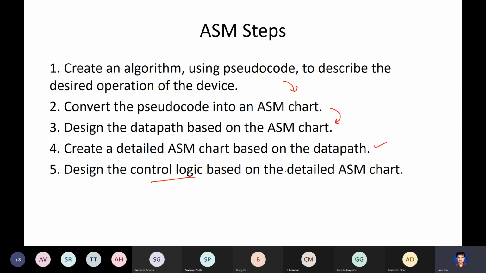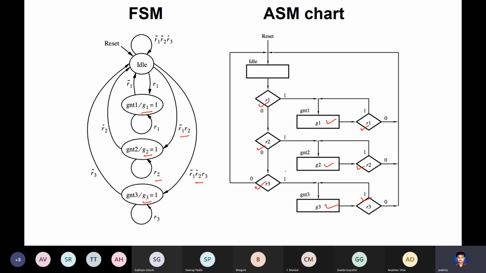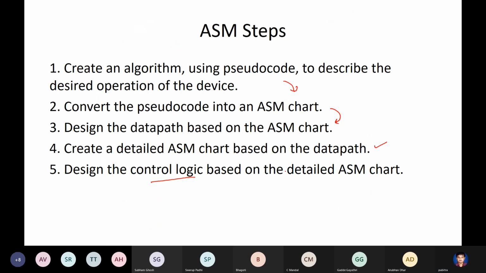So what I suggest is that for any one of these examples, you can go through this process. Or maybe not even this, one of the lab examples that you have been given, maybe a traffic light controller. You can go through the steps and finally have the logic design. You will see it is much more structured, and in fact it can be automated. So all the CAD tools should use this ASM.